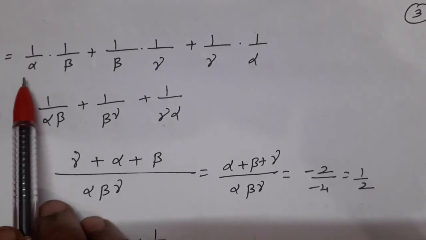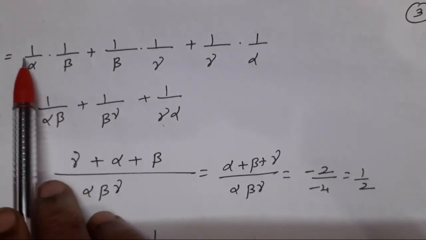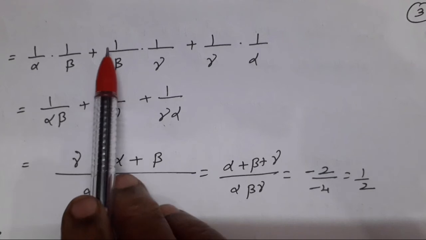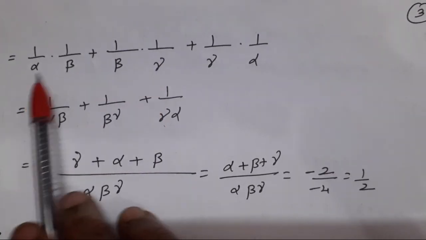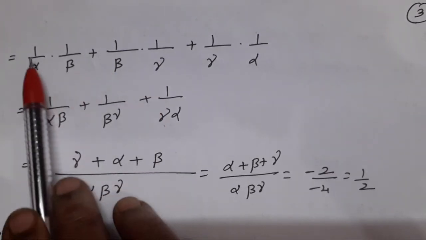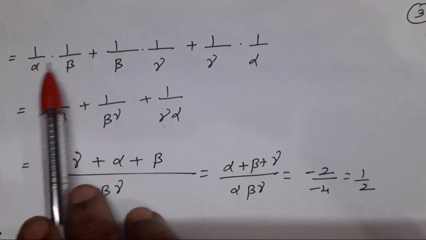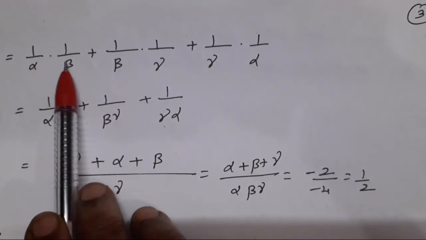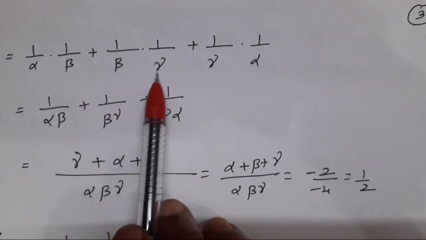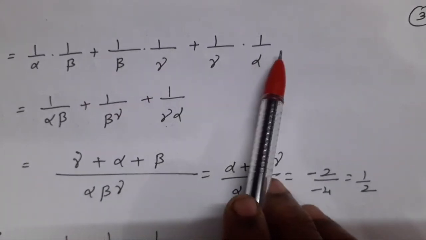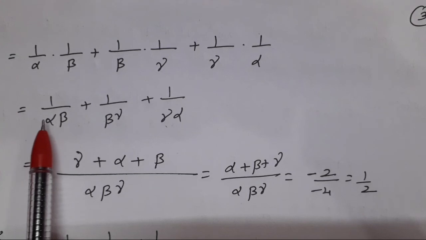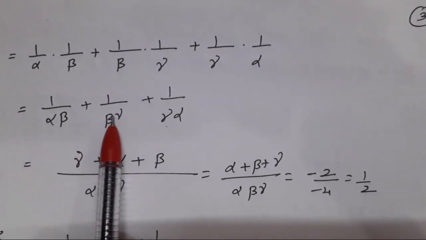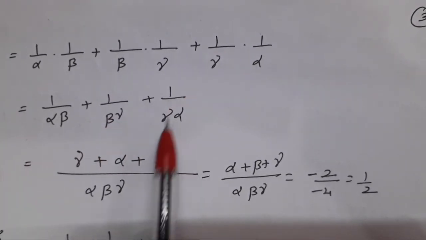Summation of 2 is what? Sum of the product of the roots: 1 by alpha into 1 by beta plus 1 by beta into 1 by gamma. Multiply the two roots and add it. Because the 3 roots are what? 1 by alpha, 1 by beta, 1 by gamma. Multiply the two roots, afterwards add it. 1 by alpha into 1 by beta plus 1 by beta into 1 by gamma plus 1 by gamma into 1 by alpha. That is nothing but 1 by alpha beta plus 1 by beta gamma plus 1 by gamma alpha.